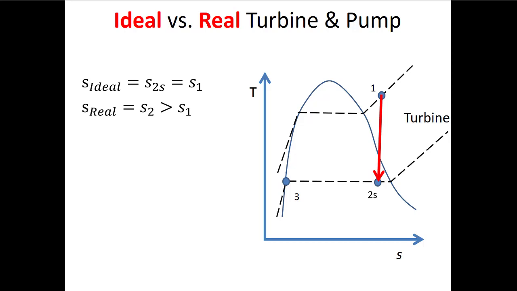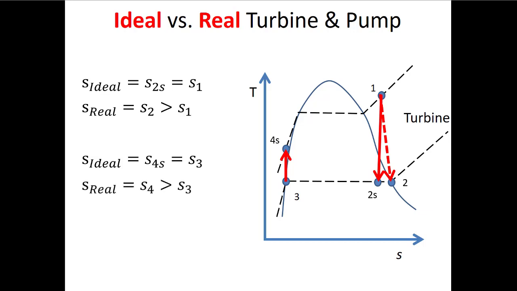The real outlet, we know that S2 has to be bigger than S1. So the process through the real turbine goes down and to the right on our TS diagram. If we're talking about a pump, we know that the isentropic outlet of our pump, here 4S, is vertically above state 3. And because the real pump increases its specific entropy as the fluid moves through it, S4 is up and to the right on our TS diagram.